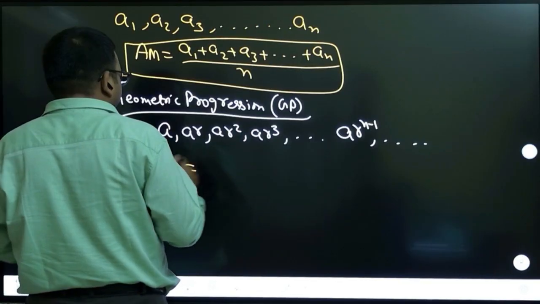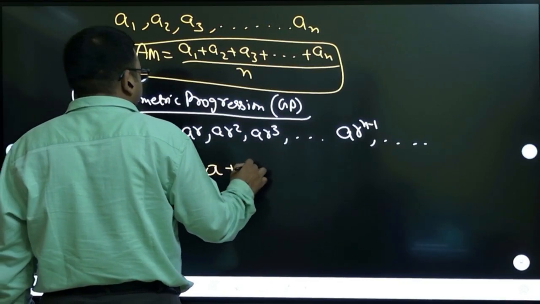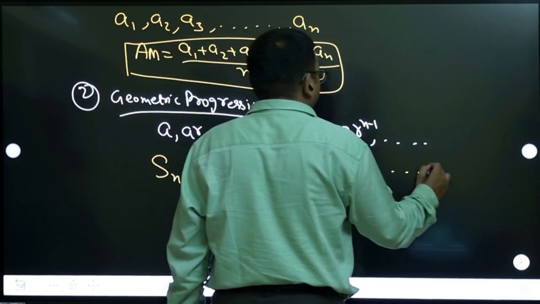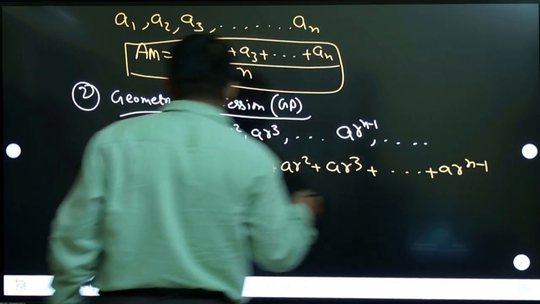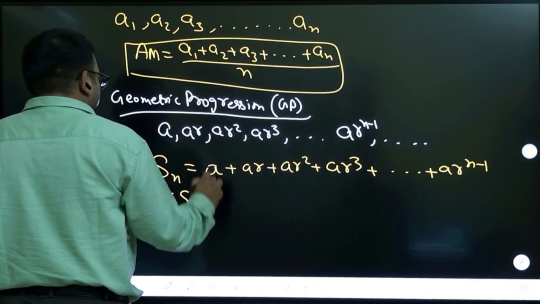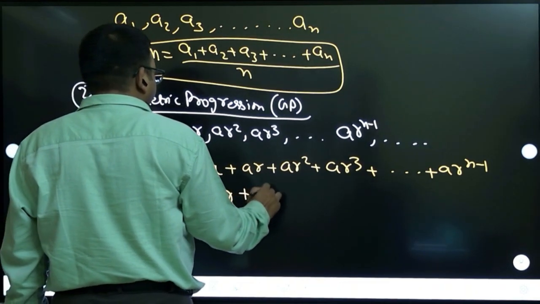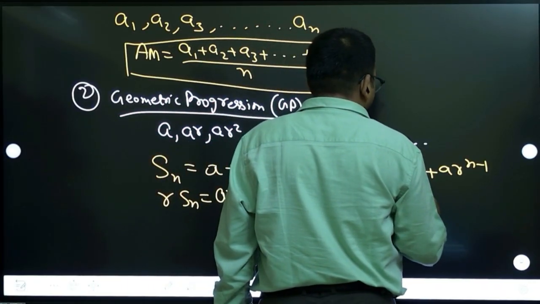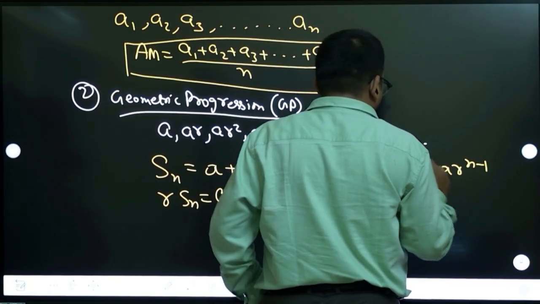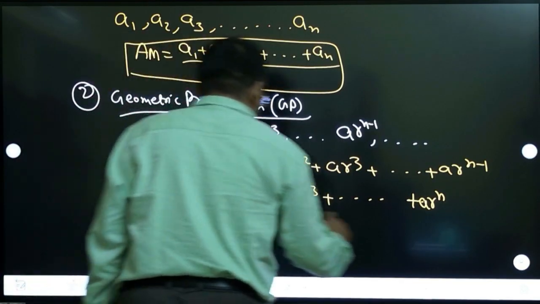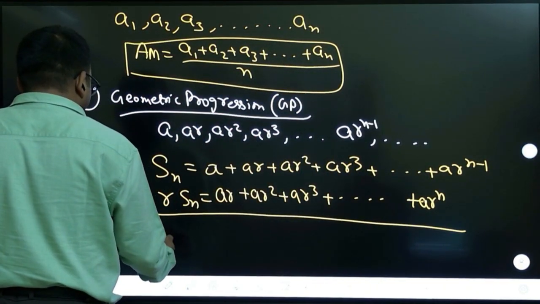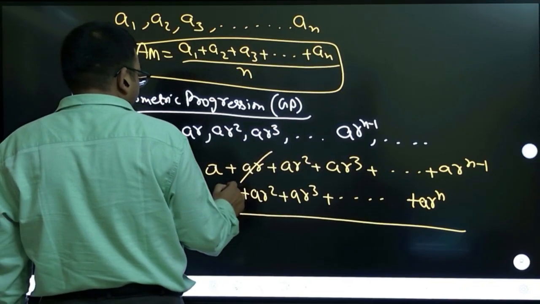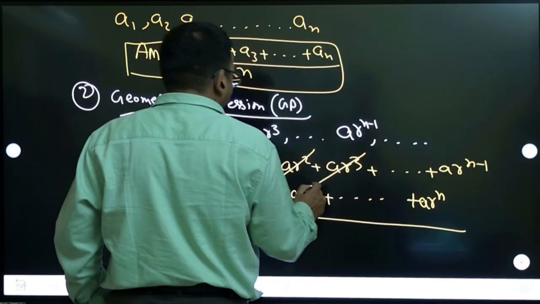Suppose this is the sum: a plus ar plus ar square plus ar cube up to n number of terms, with the last term ar to the power n minus 1. I will multiply this with r, then this will become ar, this will become ar square, this will become ar cube, like that, and I will get ar to the power n. Now we'll subtract. Suppose I subtract and take a in common, so 1 minus r. I'm going to do subtraction. You will see this term will get cancelled, this term will get cancelled, this term will get cancelled.